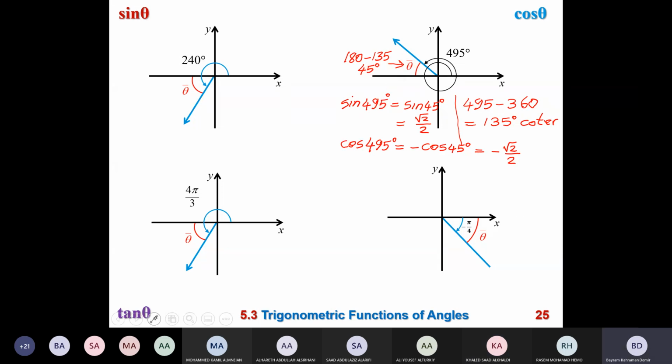And maybe somebody wants to see where is 135. 135 is here, Shabab. This is 135. 495 is one extra rotation, right? So 135 is the coterminal angle. So we find the reference of coterminal, which is 45 degrees.